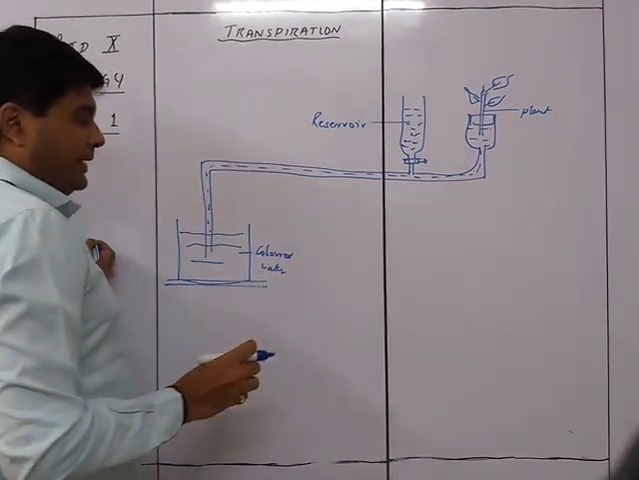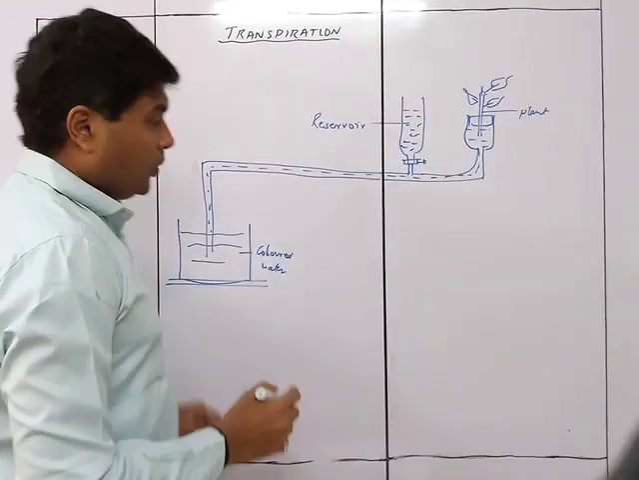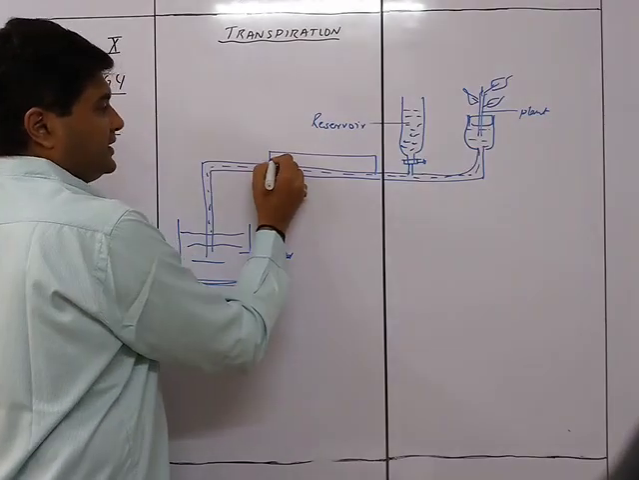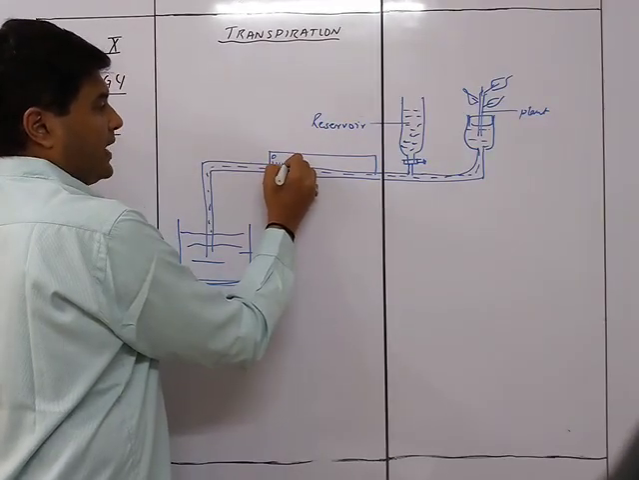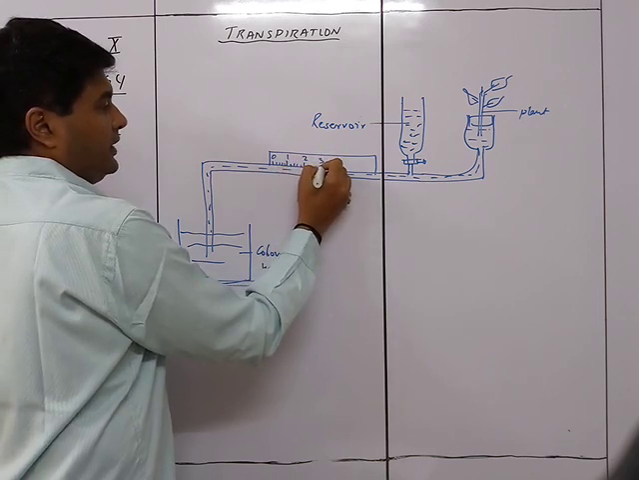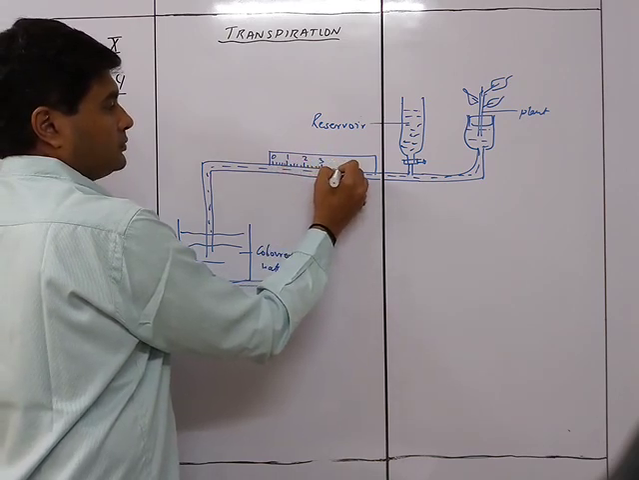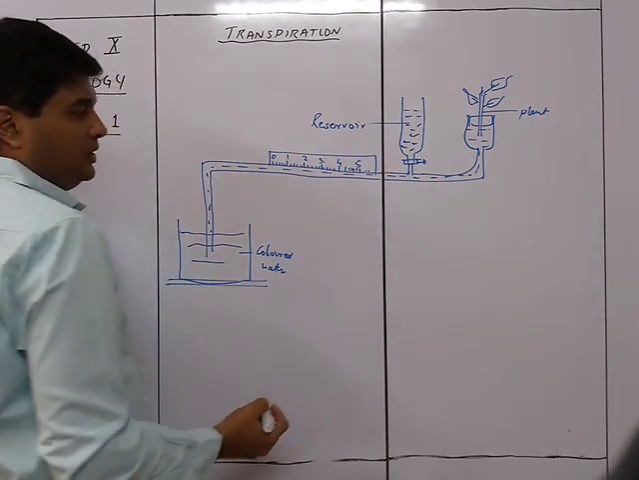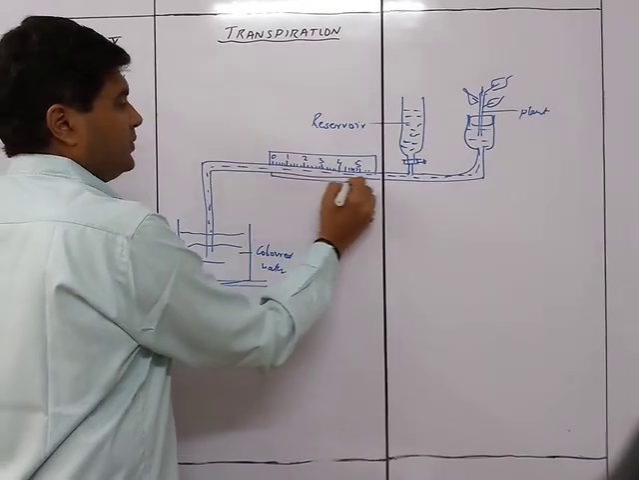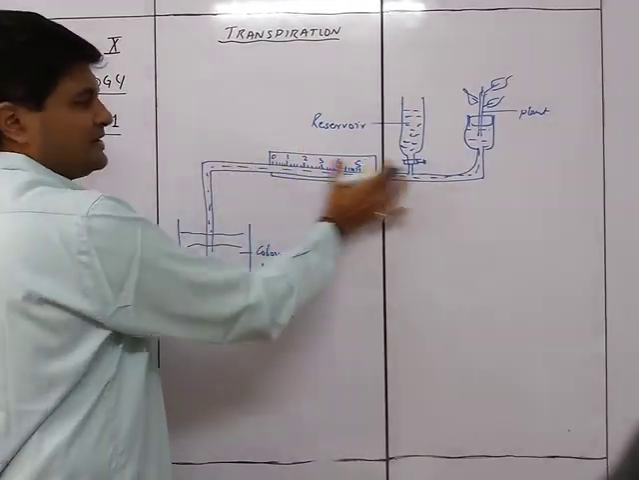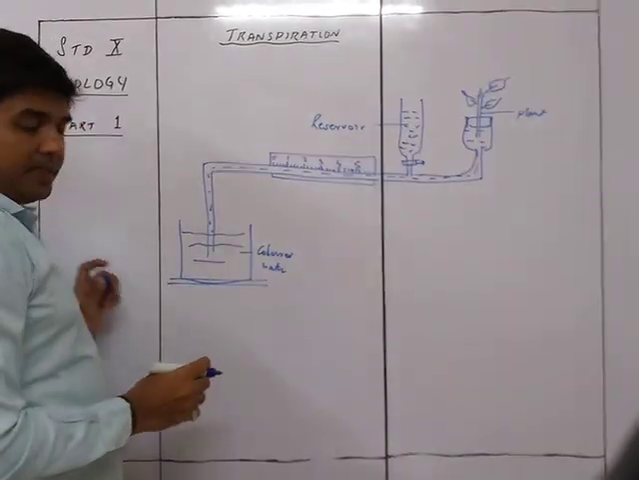Now over here there will be a scale connected, marked 0, 1, 2, 3, 4, 5 and so on. There will be a scale connected to this particular part. This scale will be sliding, so you can put it at any particular position.